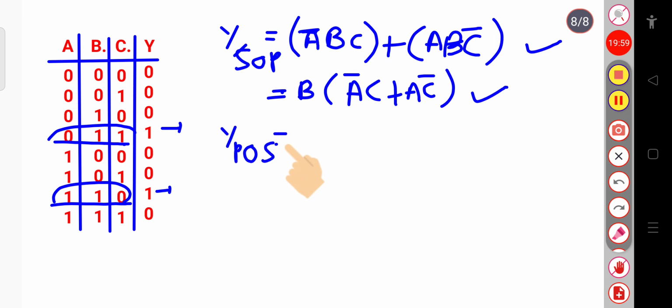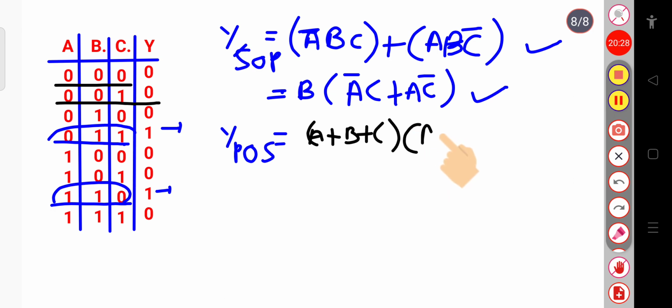You can see that for the case when the output is 0, we have to write the POS form. Let us take the first case, 0 0 0. It means you have to write A; when this is 0 you have to consider it without any bar. So this will be A plus B plus C, because all are 0. Then for the next term, this will again be A plus B, and for C, this is 1, which means you have to write C bar.